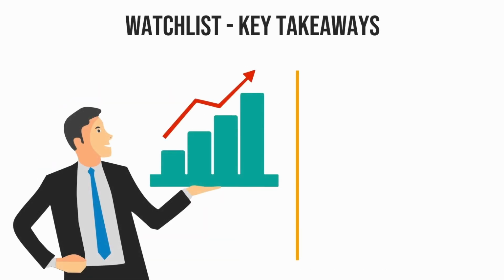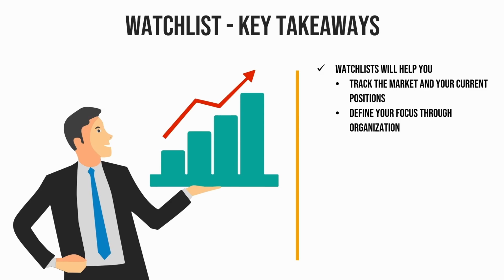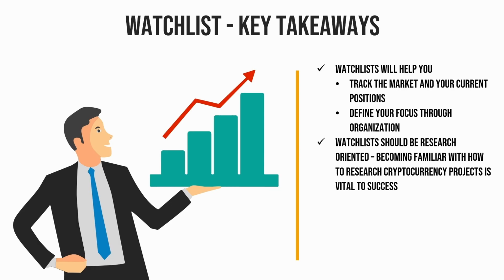All right. So what are some of the key takeaways here? Your watch list is going to help you track the market, track your current positions, and define your focus through organization of what you're doing, right? You've got to see what you're doing before you can actually do it. Watch lists should be research oriented. You're not just going to put a bunch of coins on your watch list. You want to become familiar with how to research cryptocurrencies, right?